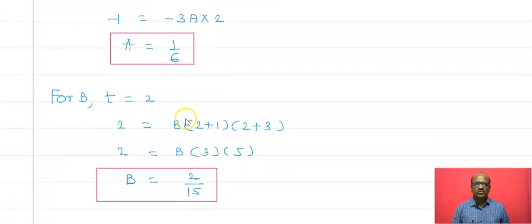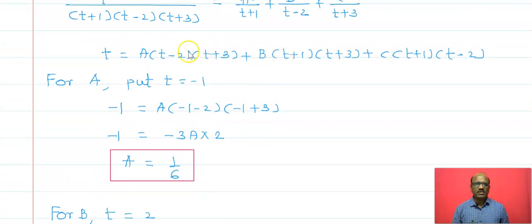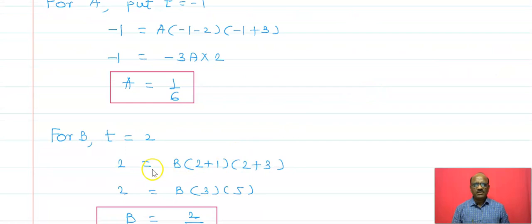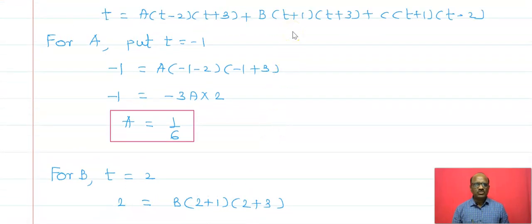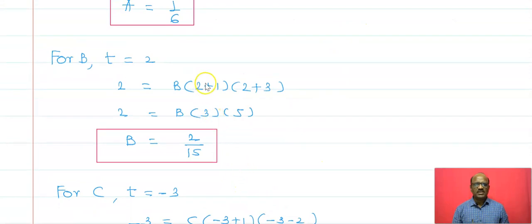For b: to find out the value of b, a and c must be 0. What's common for a and c? Put t equal to 2. Therefore, a and c will become 0. If we substitute t equal to 2, 2 is equal to (2 plus 1), (2 plus 3). Then you will get 3, and 2 plus 3 is 5, 3 into 5 is 15. So 2 is equal to 15b. Therefore, b is equal to 2 upon 15.